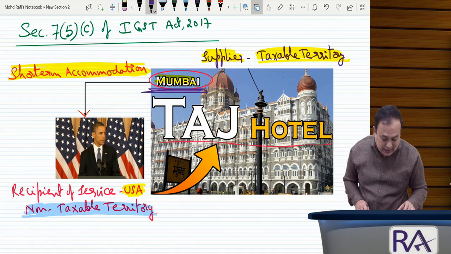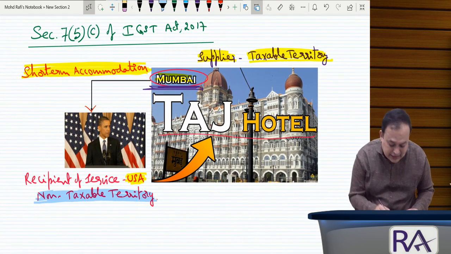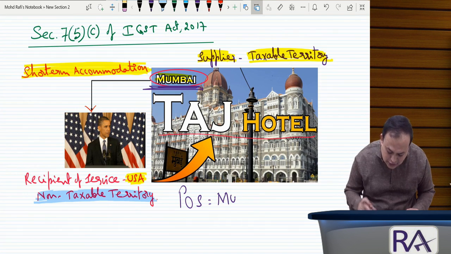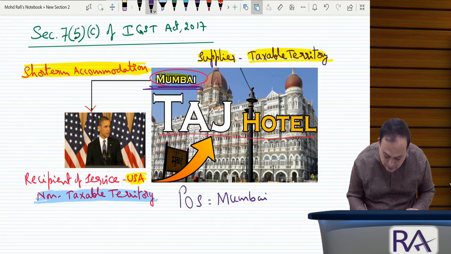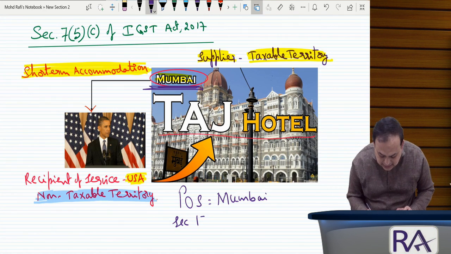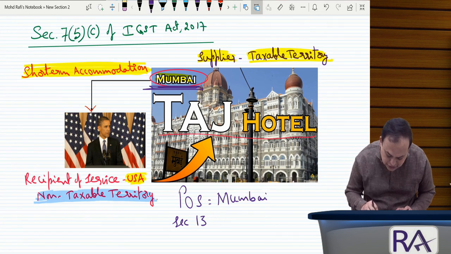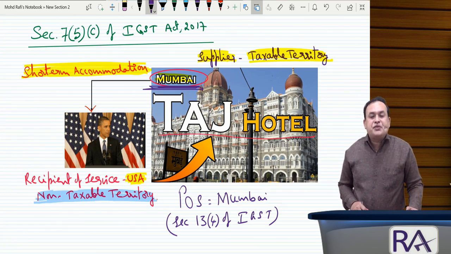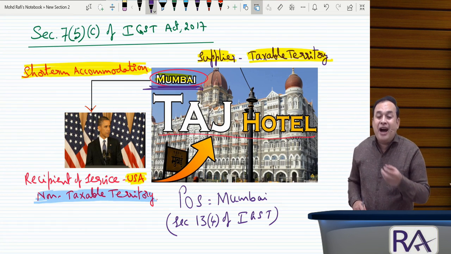So, as per section 13, subsection 4 of IGST, my place of supply is equal to Mumbai. You are getting my point, sir? Place of supply is equal to Mumbai. As referred under section 13, not section 12, my dear. As per section 13, subsection 4 of IGST, which speaks place of supply is equal to location of the property or intended to locate the property.